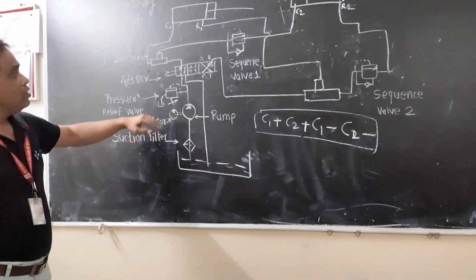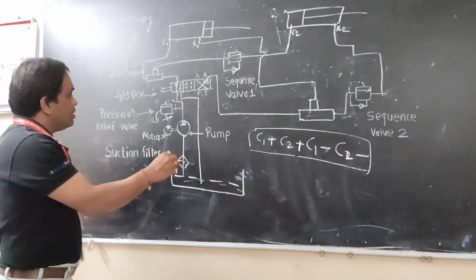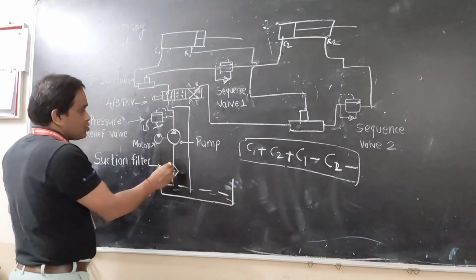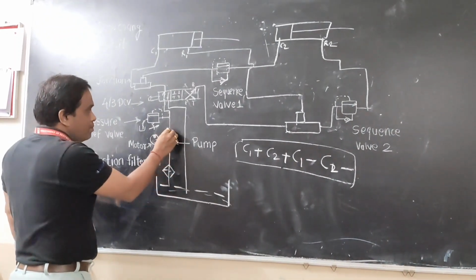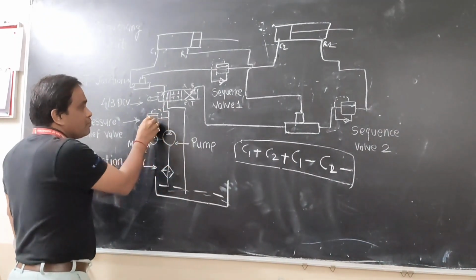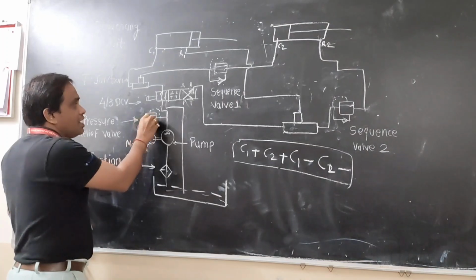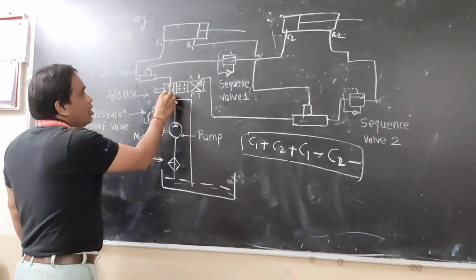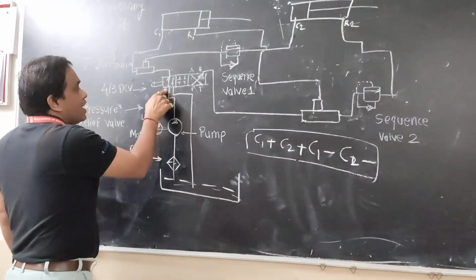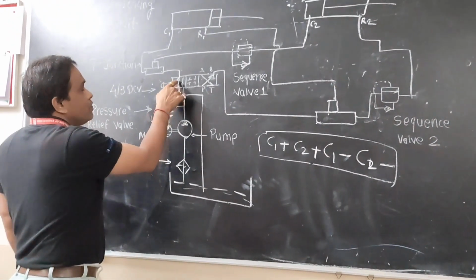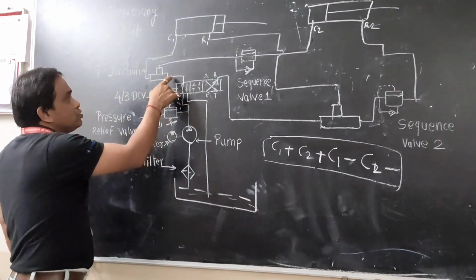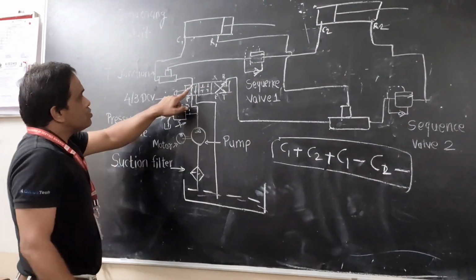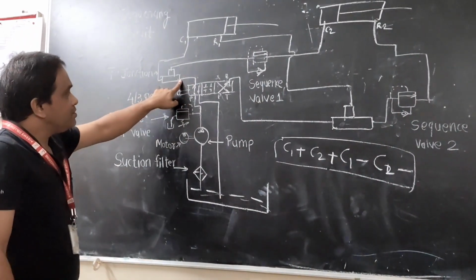Now we will learn how to make the connection. The supply is coming from the pump. We have connected a pressure relief valve to maintain the system pressure. After that, we have connected this pressure port to the P port of the direction control valve, and from the P port we have used a T.